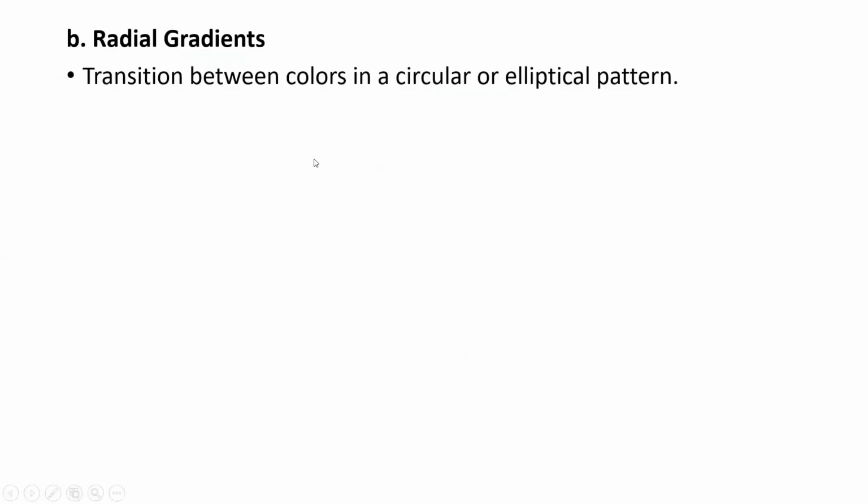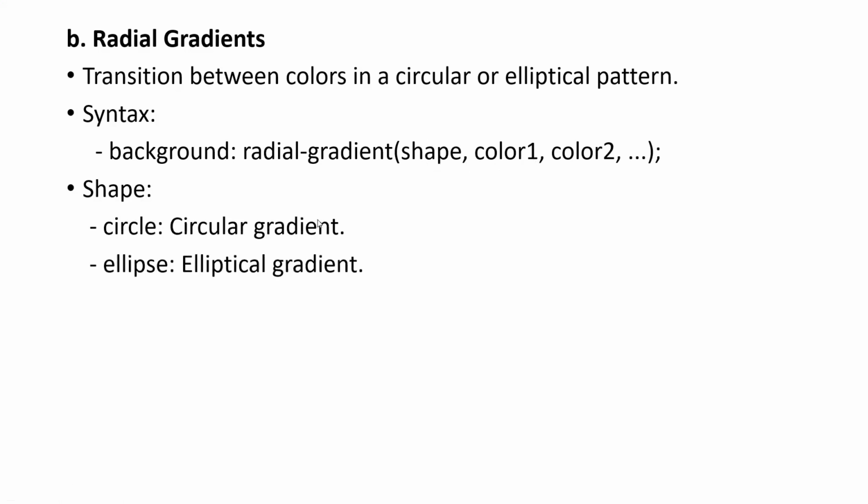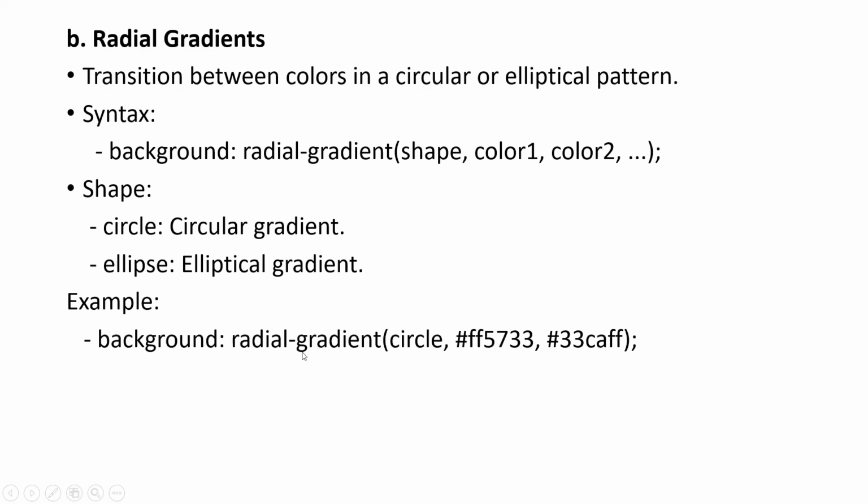A radial gradient also transitions between colors in a circular or elliptical pattern, right? The way you set it is, instead of using linear-gradient, you use radial-gradient. It's a function, but instead of taking the direction, it takes the shape, then the colors that you want to set. For instance, the shape can be circle and it can be ellipse, right? So those are the possible values. You can say radial-gradient, circle, then the color values. So you can see that this is pretty simple. You just need to be aware of it.